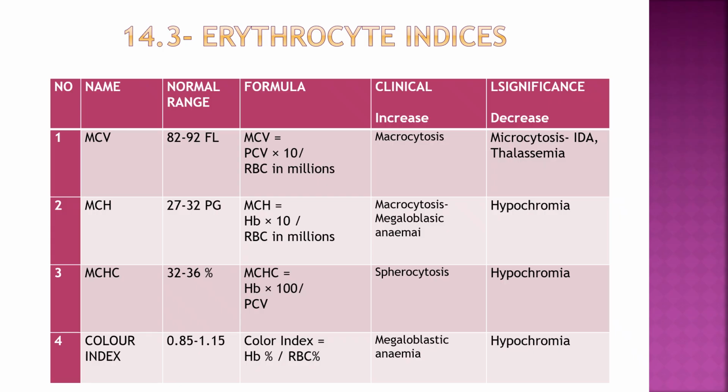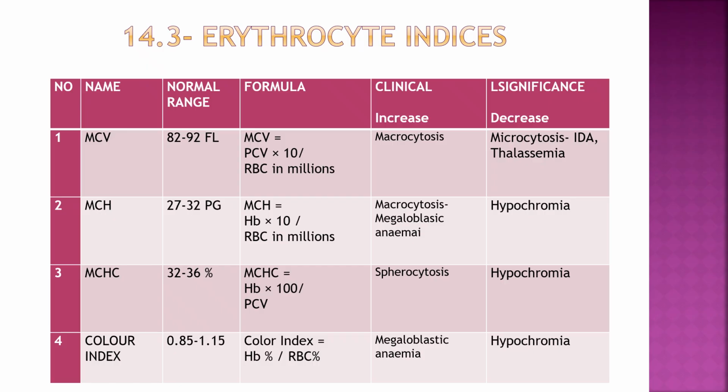So in erythrocyte indices, MCV, mean corpuscular volume, MCH, mean corpuscular hemoglobin, MCHC, mean corpuscular hemoglobin concentration, and color index. So these three mainly, MCV, MCH, MCHC are the erythrocyte indices. So normally MCV is 82 to 92 femtoliter, and increased MCV can be seen in macrocytosis, that is megaloblastic anemia. MCH is 27 to 32 picogram, and increased MCH is seen in macrocytosis, and decreased MCH is seen in hypochromia.